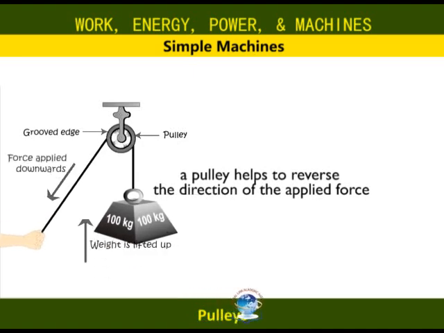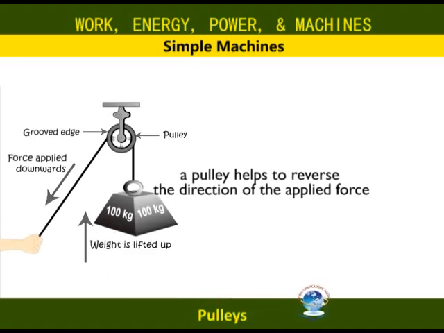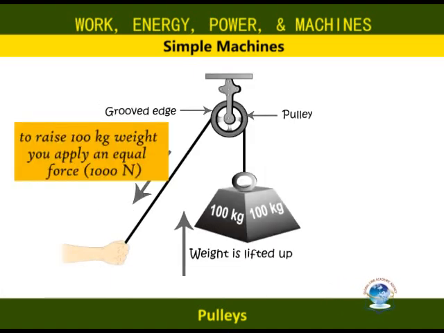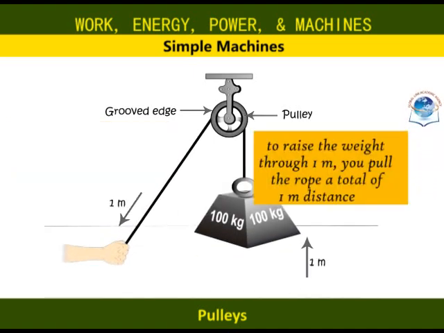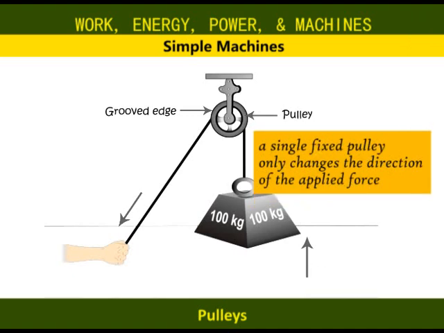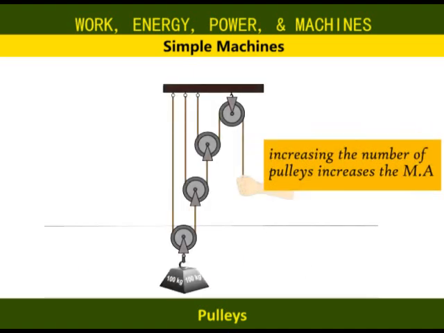You pull the rope downwards to lift the load up. To lift an object of 100 kilograms, you have to pull down with a force equivalent to 100 kilograms or 1,000 newtons. To raise the weight 1 meter into the air, you have to pull the rope through a total distance of 1 meter at the loose end. So a single pulley only changes the direction of the applied force and therefore doesn't give any mechanical advantage or make the work easier. To get more mechanical advantage, we increase the number of pulleys.